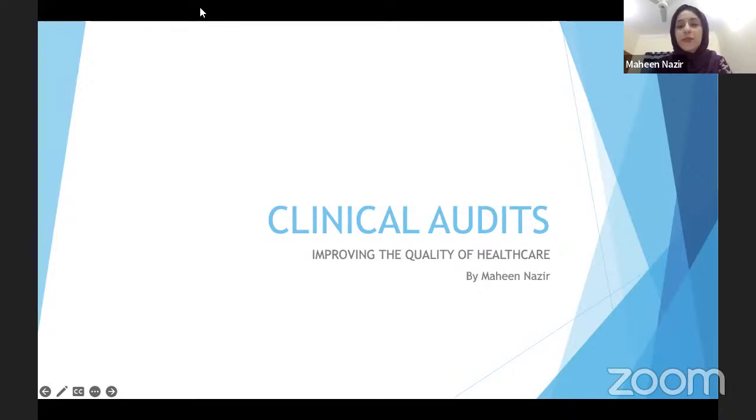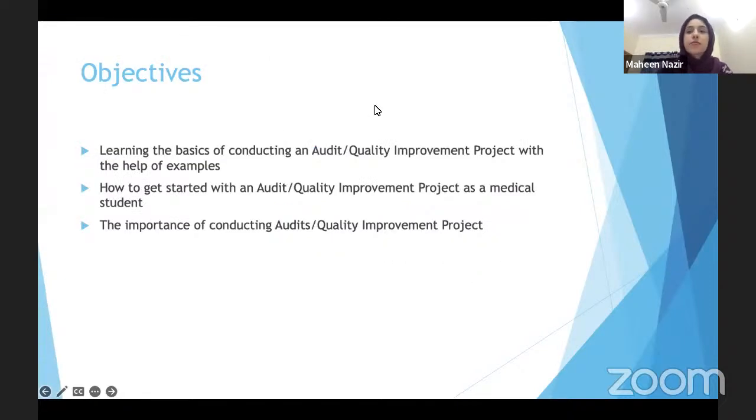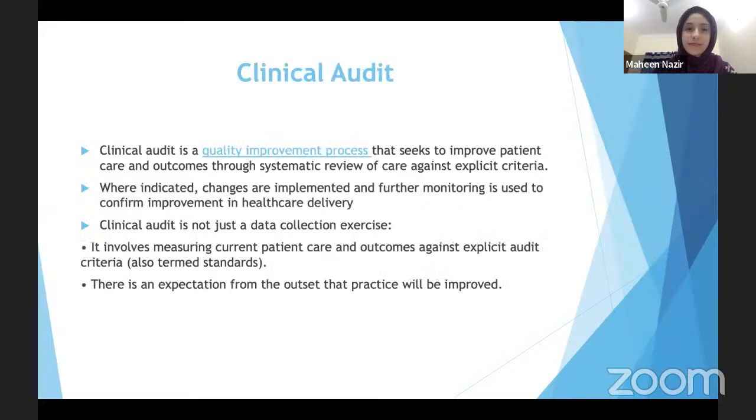Okay, so I'm Dr. Mahi Nazir, and today I'll be presenting on clinical audits and quality improvement projects. The objectives for today's session are to learn the basics of conducting an audit, which is also a quality improvement project. We're going to discuss this with examples, and also discuss how to get started with an audit, especially as a medical student, and the importance of conducting audits and quality improvement projects.